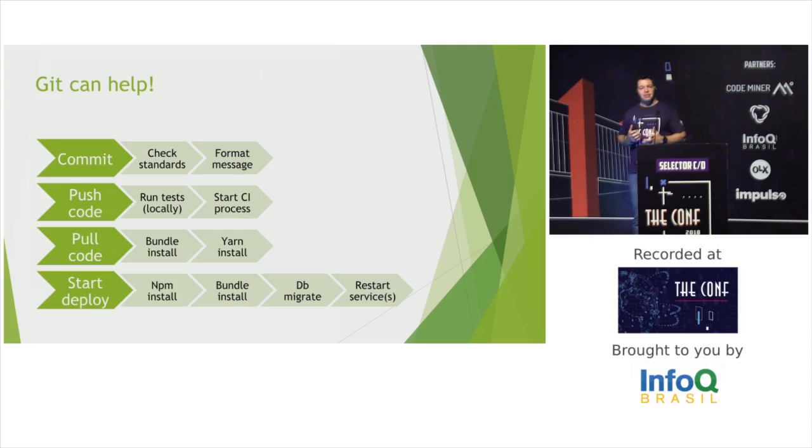Because when Git started, one of the arguments to use it was, oh, now you can work offline, you don't need access to the central version server all the time. And you can't do that anymore, because when you pull a version to your machine, you just don't have the dependencies for your code. So Git can help you with that too. And when you start a deploy, using Git can make sure that all dependencies are already installed.